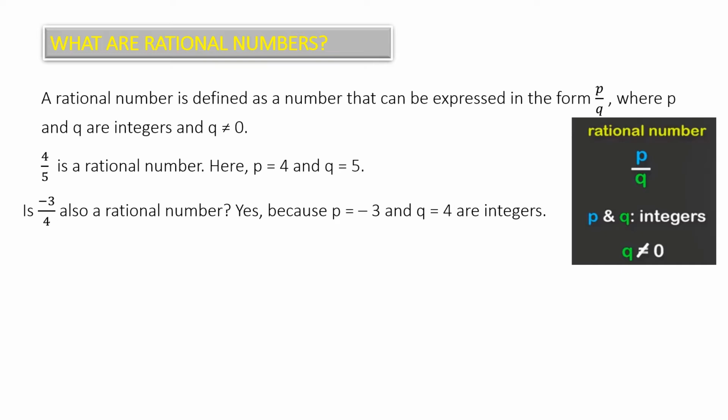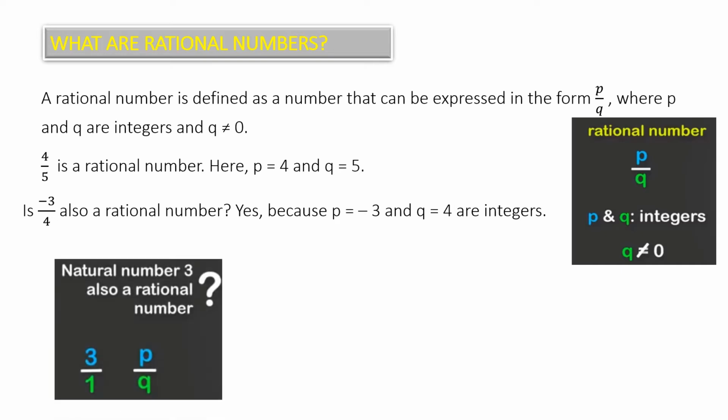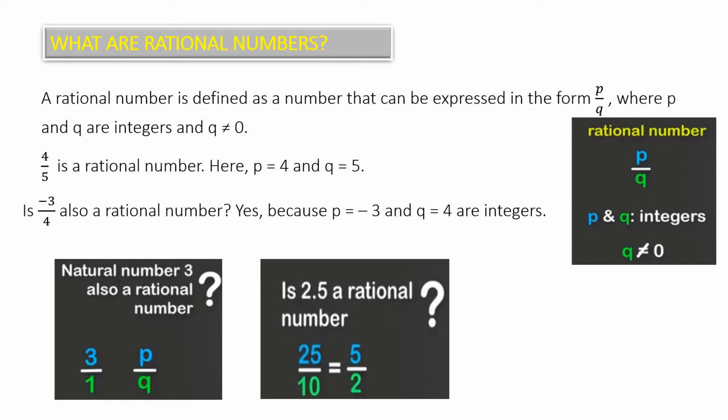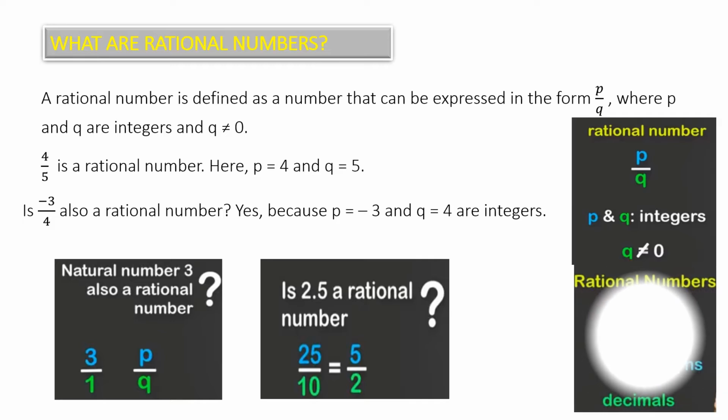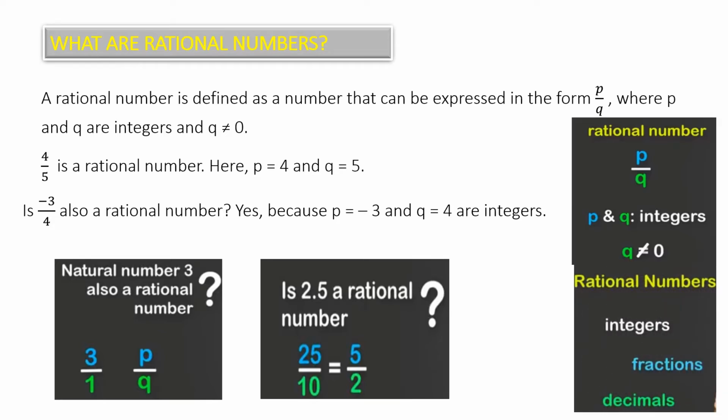Then is natural number 3 also a rational number? Yes, 3 can be expressed in the form of p by q. Is 2.5 a rational number? Yes, 2.5 can be written as 25 by 10, that is equal to 5 by 2. That is also in the form of p by q. Thus, we have seen that the collection of fractions and decimals also comes under rational numbers.